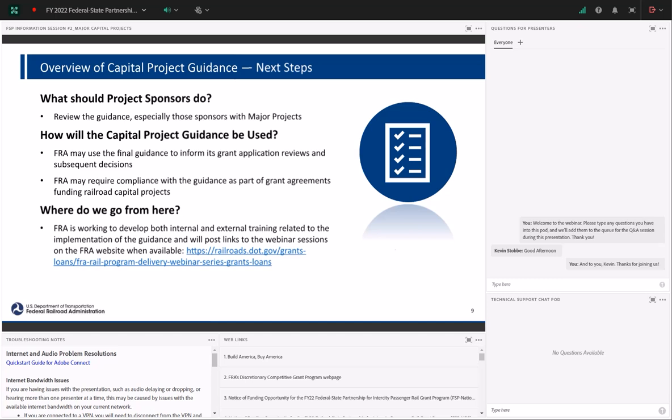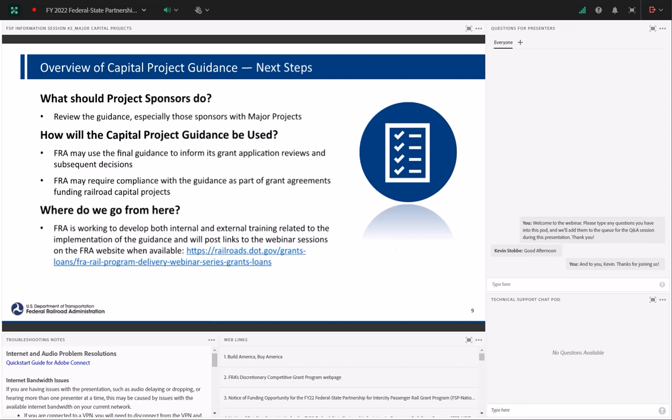So the first thing is we are encouraging project sponsors to go out and review the guidance, right? Become familiar with it, because how will FRA use it? Well, we're going to look to use the guidance to help inform both our application reviews and subsequent selection decisions as we are looking to the future fiscal year notices of funding opportunities. And then we also may require compliance with the guidance as part of grant agreements for funding those major capital projects, or major projects as defined by the guidance.